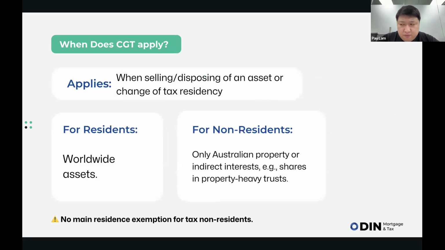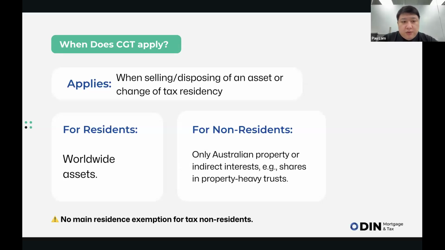For example, we could be looking at shares where you have an option to do what we call a deemed disposal, to deem that you sold the shares at the time when you become a non-resident. So then these will no longer be taxable.